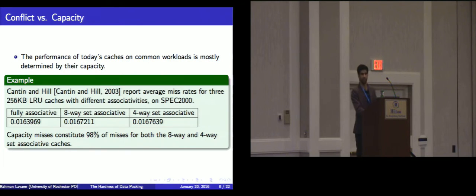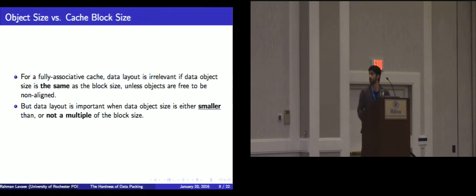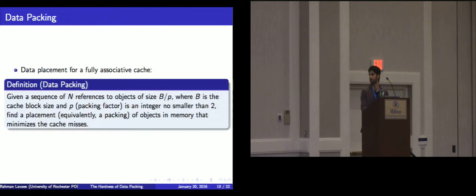Now, when we assume a fully associative cache, data placement is only important when object sizes are smaller than the block size, if you assume the same object size for every data object. It also depends on the alignment, but let's not care about alignment for now. So in this work, we are going to assume that the object size is smaller than the cache block size. So let's see what our formulation of the problem looks like now.